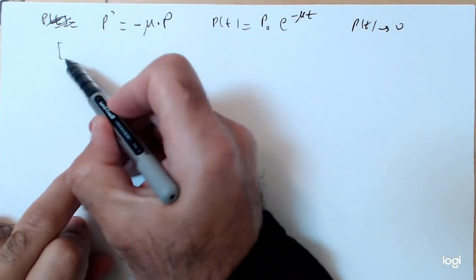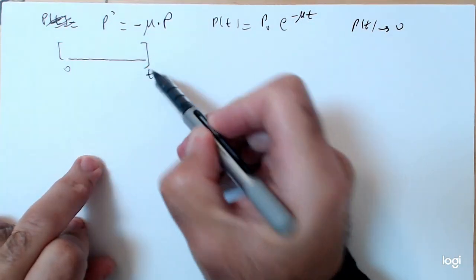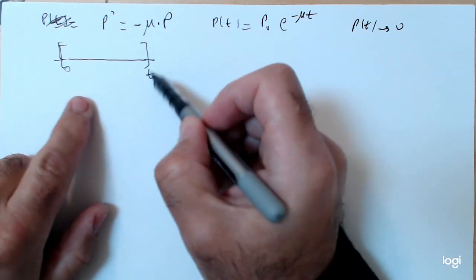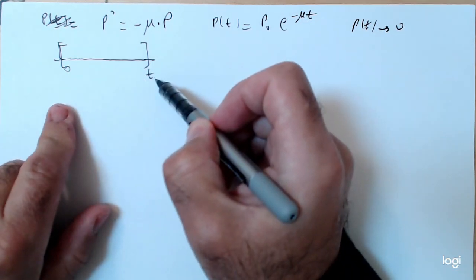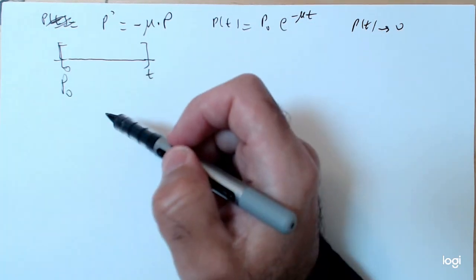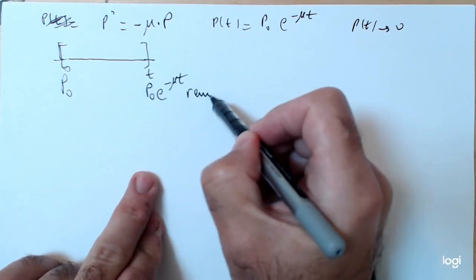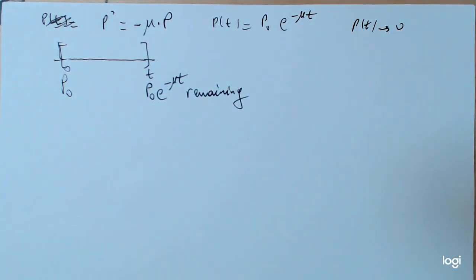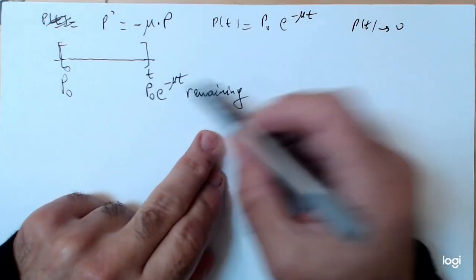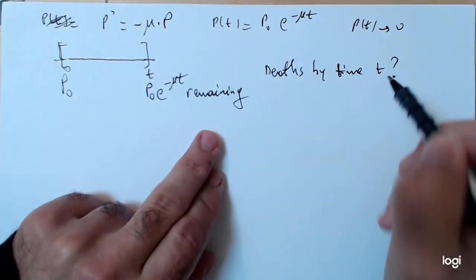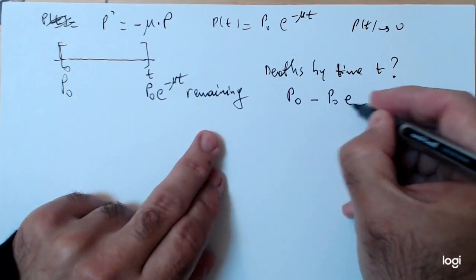But I want you to think about it in terms of probability. Again, we don't get into details of continuous probabilities, but let's say starting from time 0 up until time t, you want to assess essentially how many people lived and how many people died. So you start with some population, p naught, and at time t, there's p naught e to the minus mu t remaining. Okay? So if that many remain at time t, how many had died in this interval? So how many deaths by time t? Well, that's the difference between the two. Initial minus remaining population.